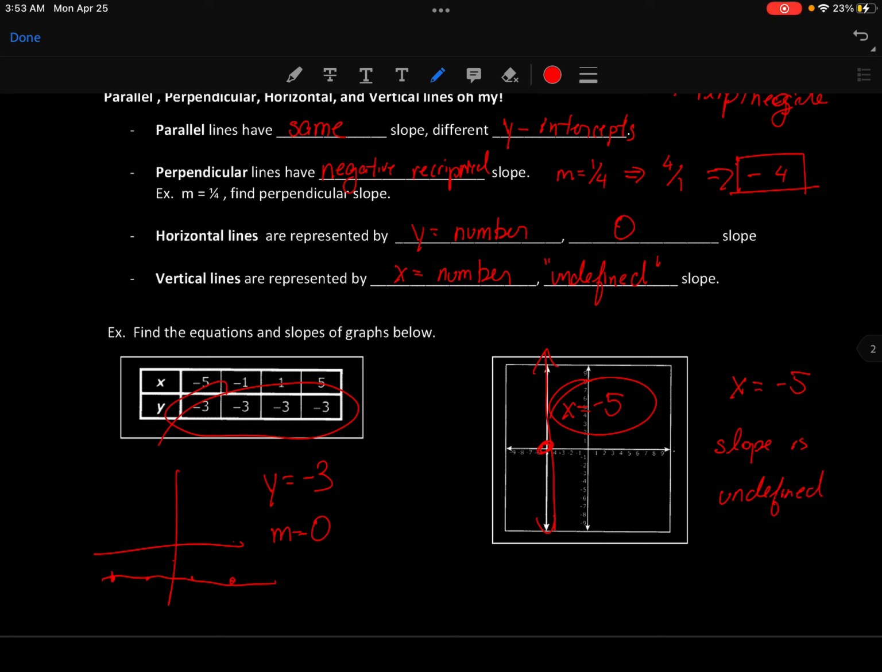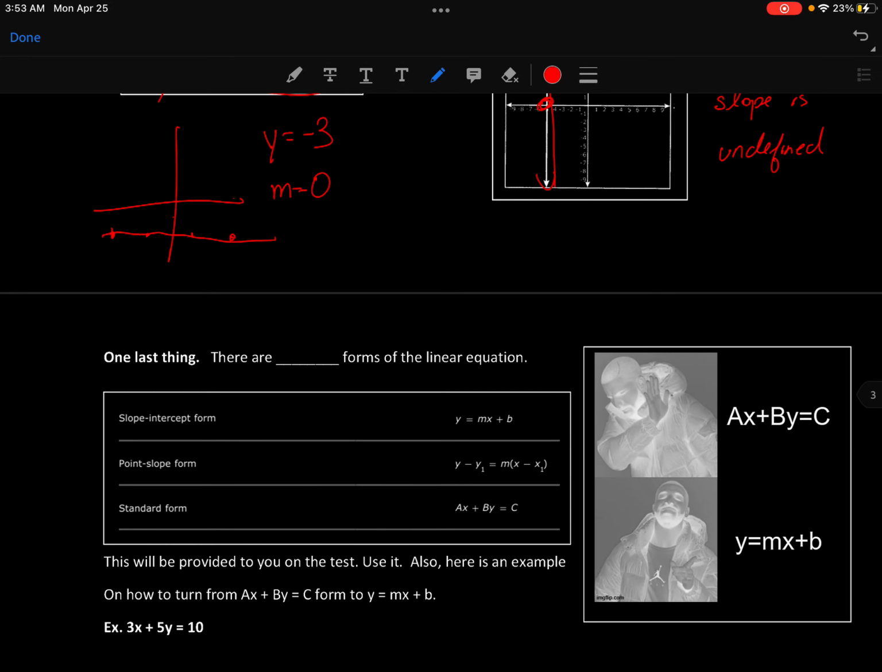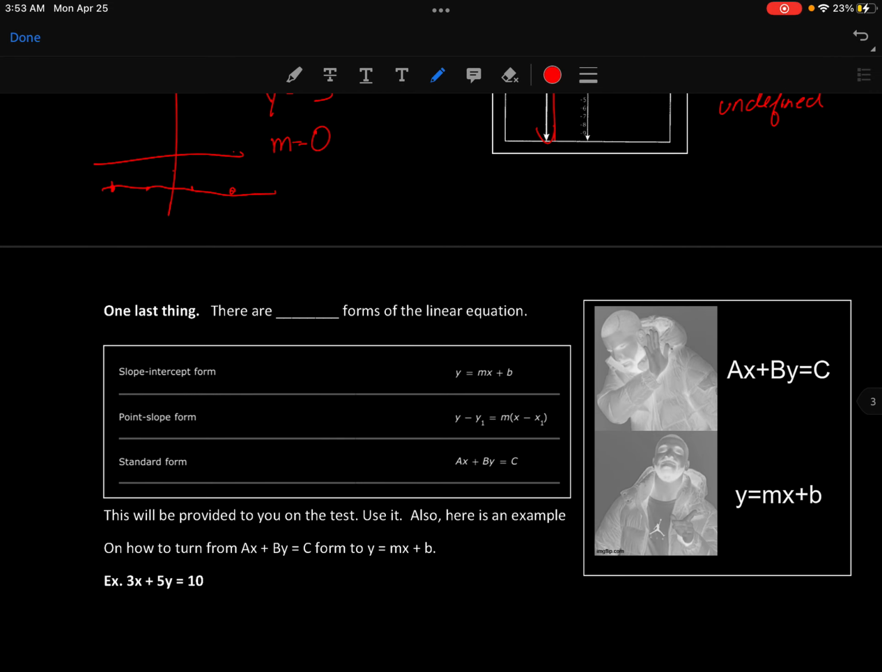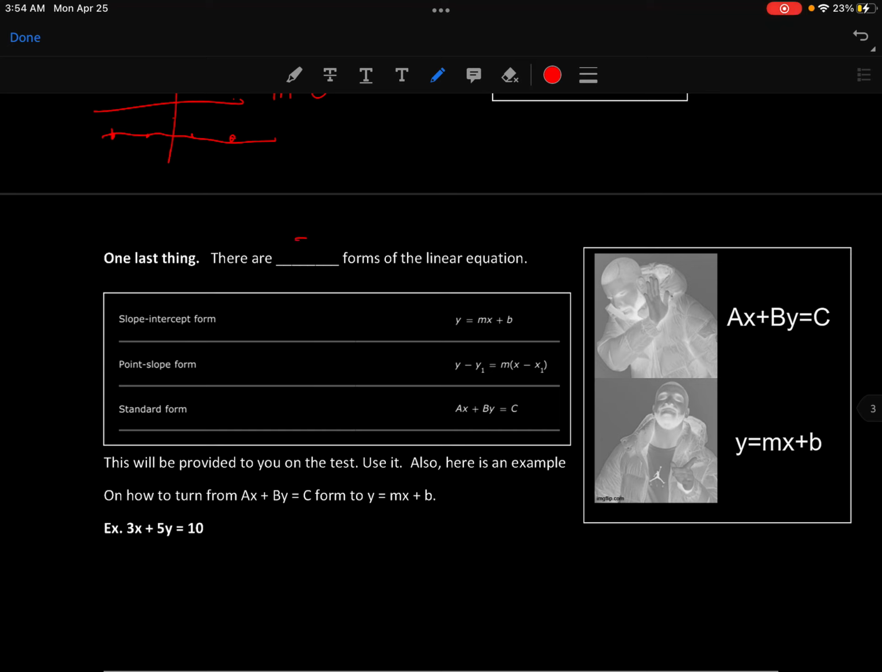If you guys don't know this, it's fine, just skip it. This should just be review. Now, one last thing. There are 3 forms of the linear equation: the slope-intercept form, point-slope form, and the standard form. These will be on the test.